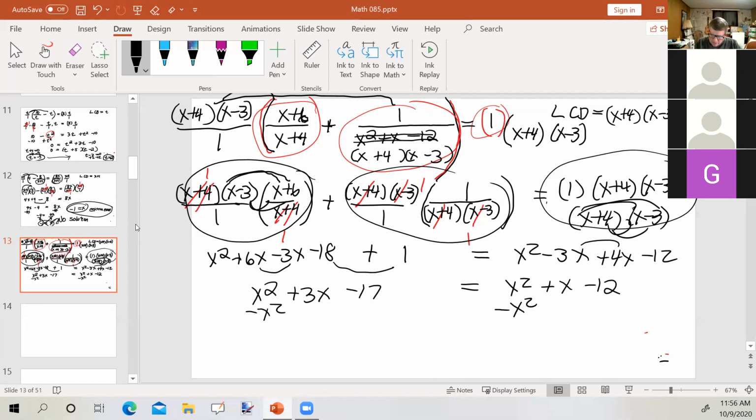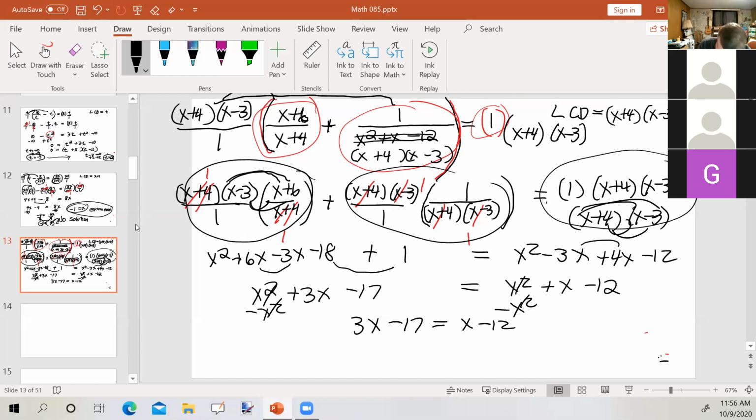But I see that when I do that, it's no longer a second degree equation. It's a first degree equation. So now my thinking changes. Instead of setting it equal to 0, I'm going to just put all the x's on one side and all the constants on the other.